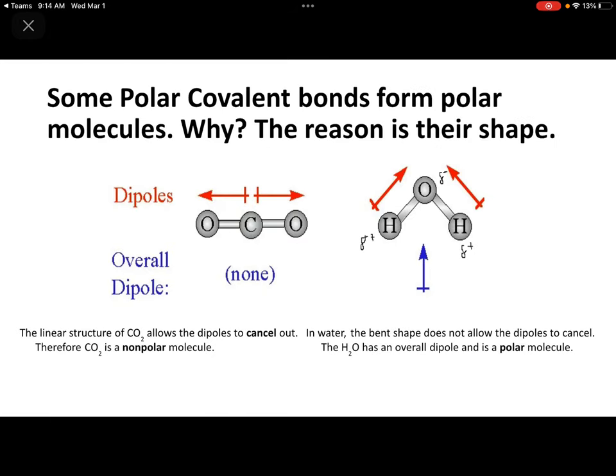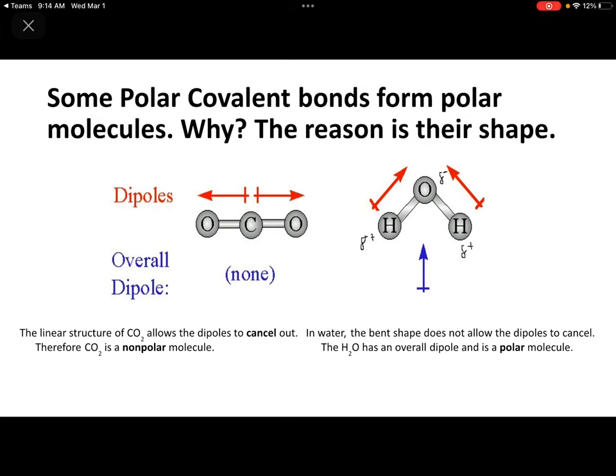So when we look at polar covalent bonds and whether the molecules are polar, the reasoning for this is their shape. And you looked at VSEPR the other day and how they form certain shapes. So when they have a dipole, this affects the shape overall. When we look at a linear structure of CO2, this allows the dipoles to cancel out one another, and so therefore they become nonpolar.